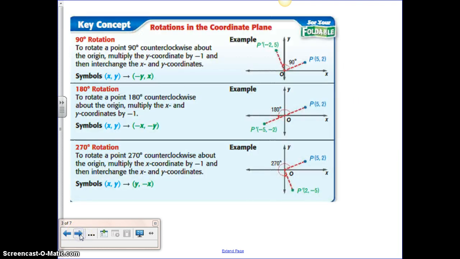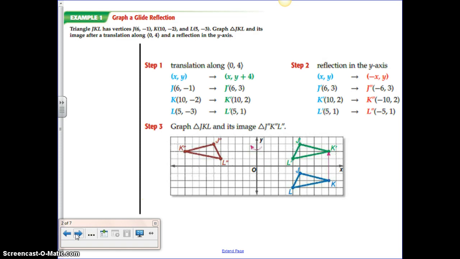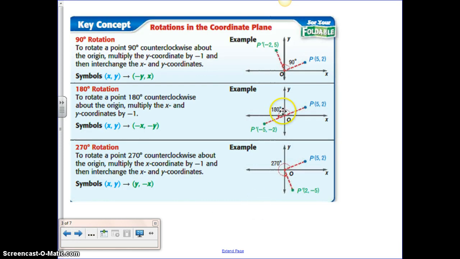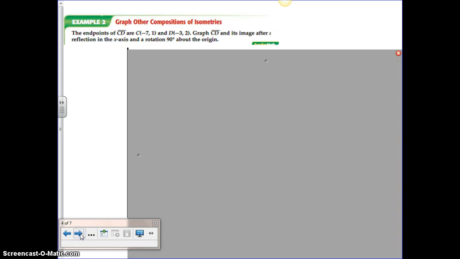All right, example 2. Actually, before we go on to example 2, I just want to remind you quickly of what we talked about with rotations. To do a 90-degree counterclockwise rotation, we use this rule, opposite of y. To do a 180-degree rotation, we take the opposite of both x and y. And to do a 270 degrees counterclockwise rotation about the origin, we make x opposite. So keep that rule in mind for each of these as we go into our next example.